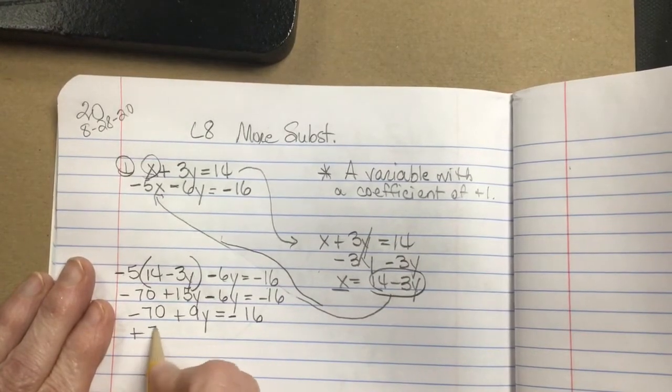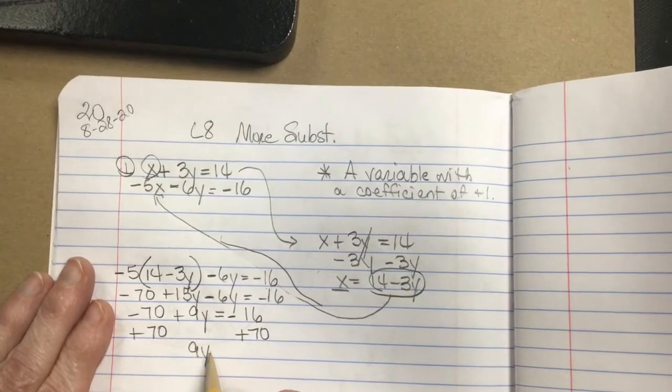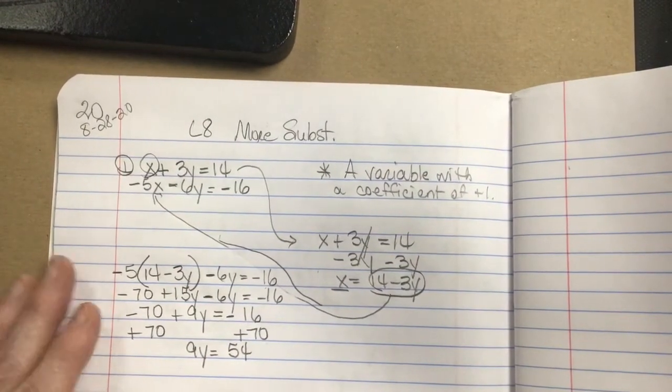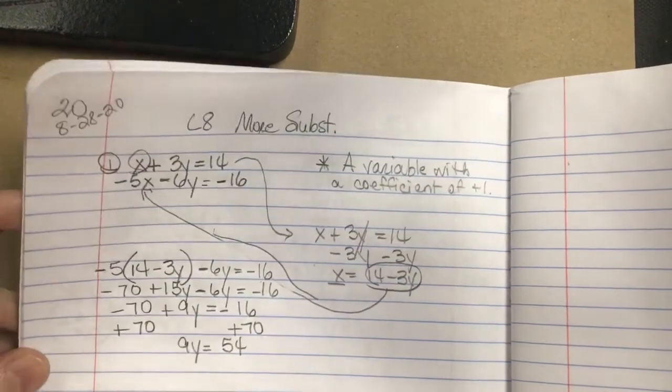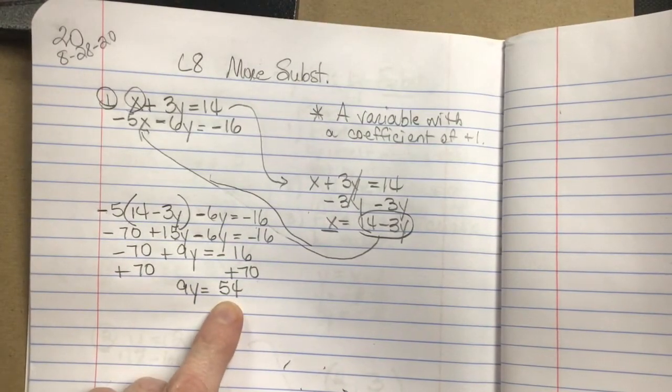Add 70. And I get 9y equals 54. Now, I'm going pretty fast on that. That's not new. We've done those in Algebra 1, geometry, algebra 2. If you get right here and these don't divide, you get 9y equals 27.